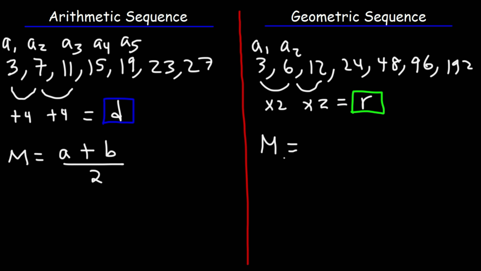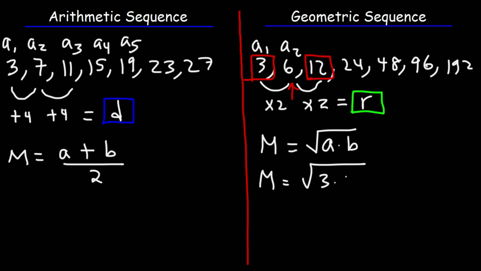The geometric mean is the square root of a times b. So let's say if we want to find the geometric mean between 3 and 12, we will get the middle number of that sequence, which is 6. So in this case, a is 3, b is 12. 3 times 12 is 36. The square root of 36 is 6.